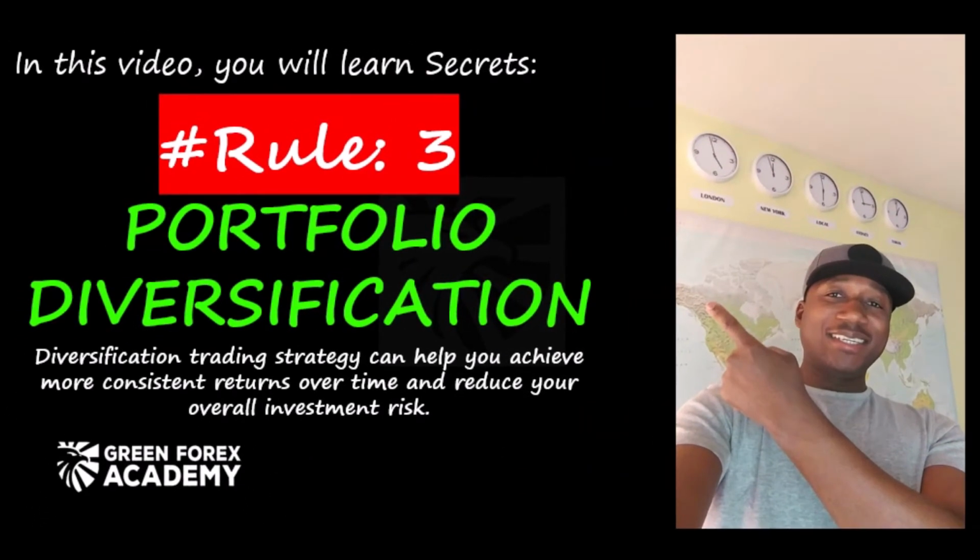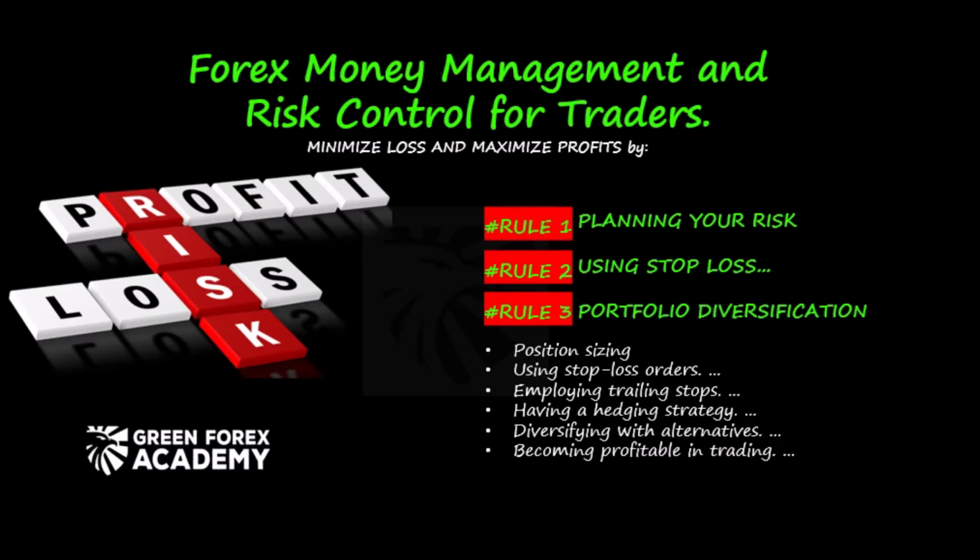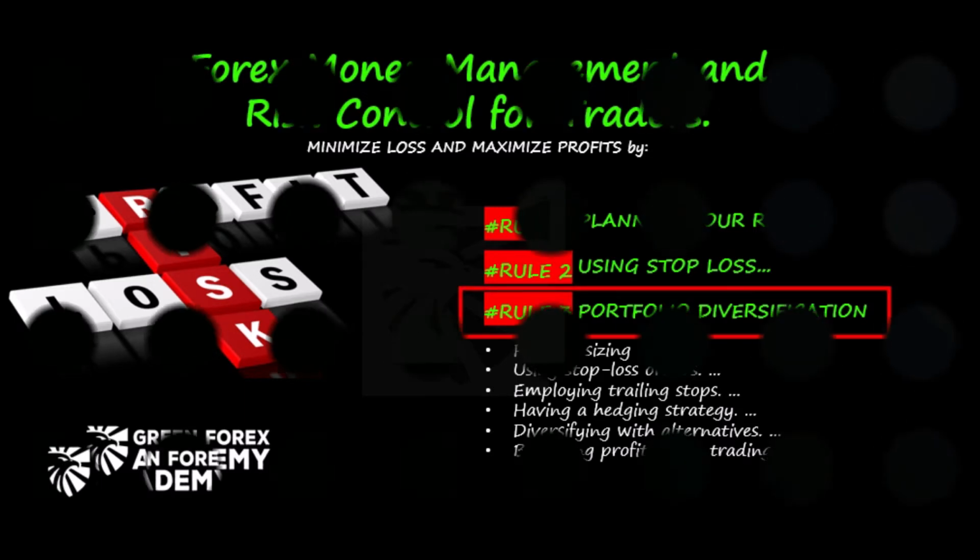In this video, you will learn secrets, portfolio diversification, rule number 3. A diversification trading strategy can help you achieve more consistent returns over time and reduce your overall investment risks. Forex money management and risk control for traders minimize loss and maximize profit by rule number 1, planning your risks, rule number 2, using stop loss, which I talked about in my previous video. And if you haven't watched that, try to do so. In this video, I'll be talking about portfolio diversification.